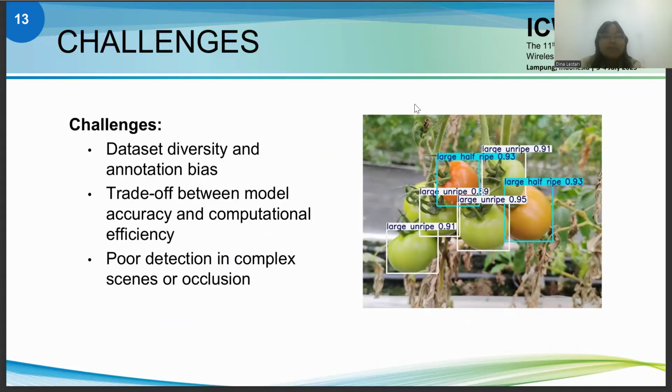Despite progress, several challenges remain, like the first one, lack of dataset diversity and presence of annotation bias. Second one, trade-off between high accuracy and low computational demand, especially for edge devices. And the last one, inability to handle occlusion or complex scenes effectively in real-world conditions.